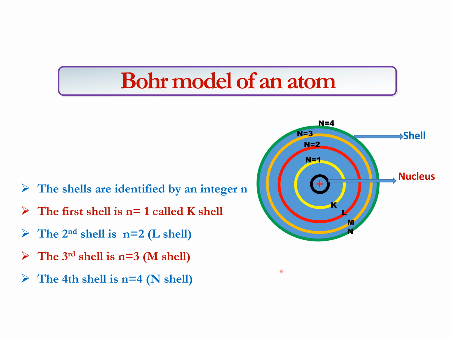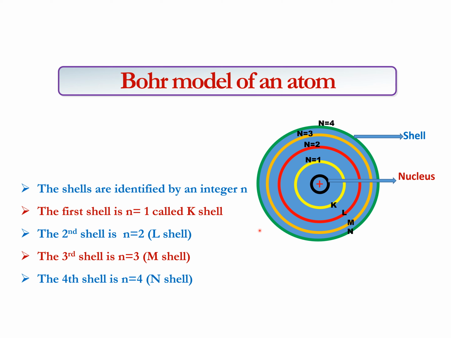Bohr also proposed that when an electron moves from one shell to another, for instance, if it moves from this shell to this or from this shell to another shell, it will either emit or absorb energy. Also, Bohr proposed that the shells are identified by an integer n.